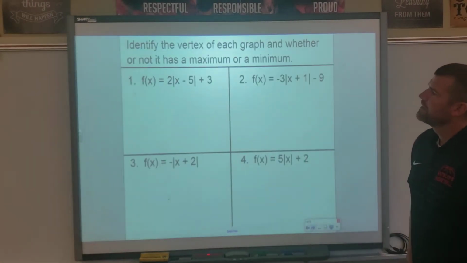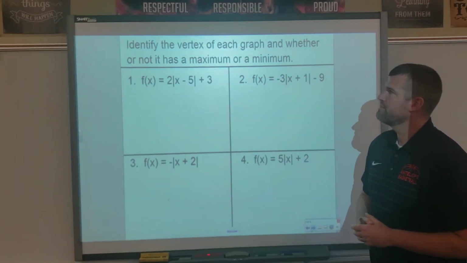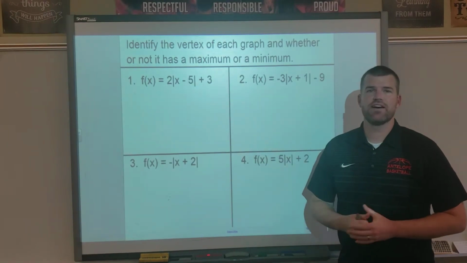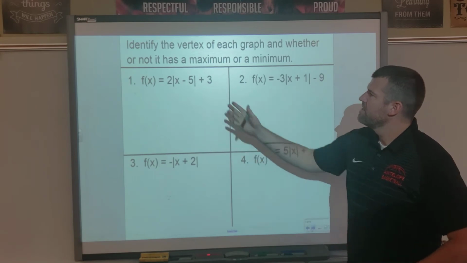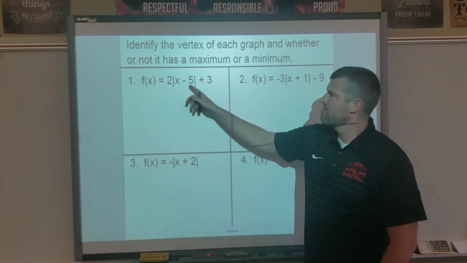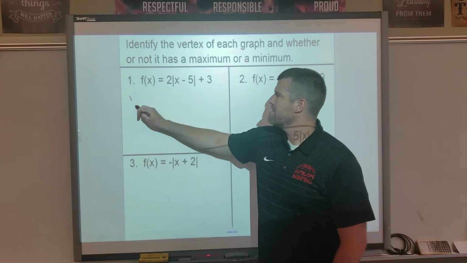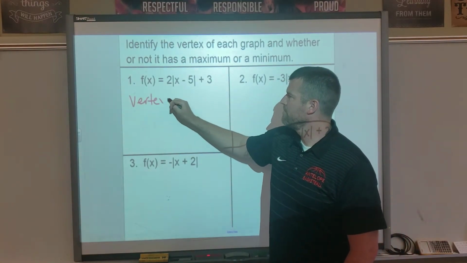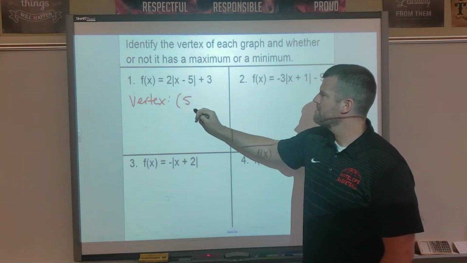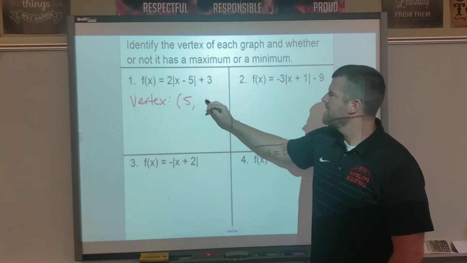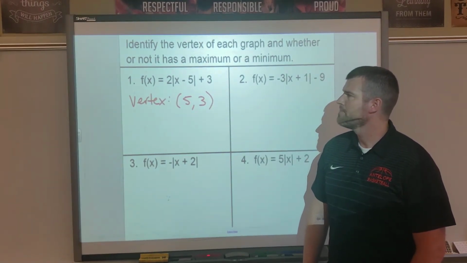Okay, so if we're given these absolute value equations, we can identify the vertex. We can also identify if it's a max or min based on whether it opens up or down. So absolute value, we know it's absolute value because of the bars, right? It's not quadratic, there's no squared. But our vertex is still the same process as before. It's the opposite of -5, which is +5, and then the value at the end is our y-coordinate. Our vertex is 5, 3.